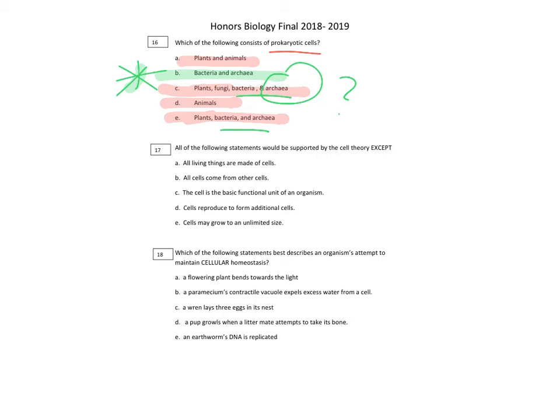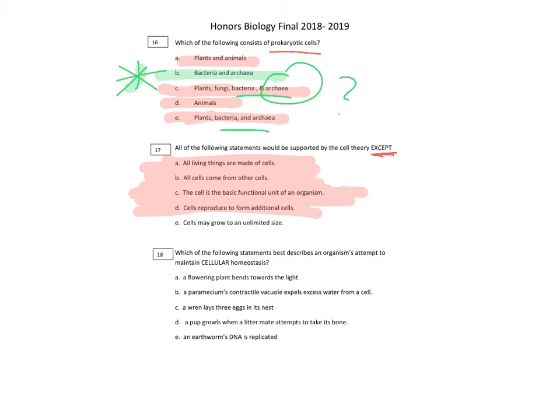All living things are made of cells. That is part of cell theory. All cells come from other cells. That is correct. The cell is the basic functional unit of an organism. That is correct. Cells reproduce to form additional cells. Also correct. Very similar to the characteristics of life, right? Because those are correct, and the question says except, we don't choose these. So maybe that's why some people got this one wrong when you're talking about test-taking skills. The word except is there, right?